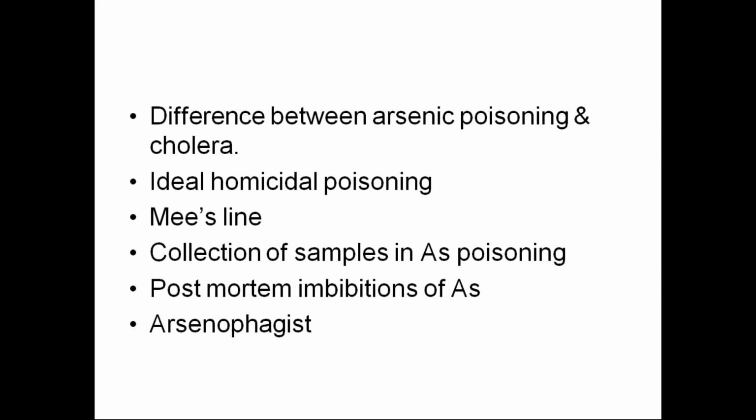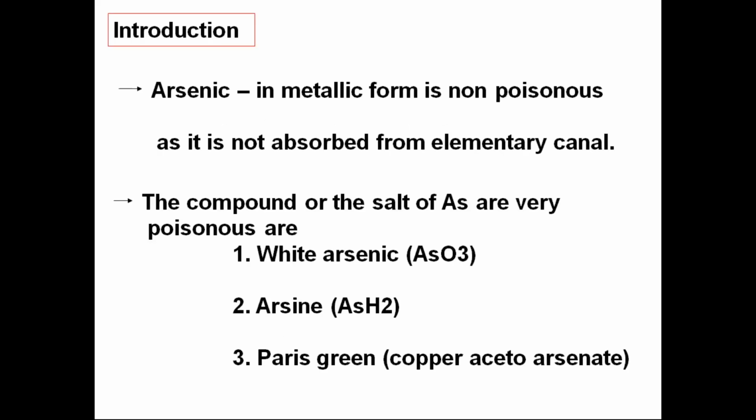So that's why it is called ideal homicidal poisoning, where ideal homicidal poisoning is a poison that will mimic a natural disease. If a poisoning is mimicking a natural disease in exactly the symptoms, then there is every chance that the doctor will miss the symptoms and the poisoning. And then classification, and then how to collect samples in arsenic poisoning, or what are the samples that are collected in arsenic poisoning in order to detect the poisoning from the body, and then post-mortem imbibition of the arsenic, and then who are arsenophagists.